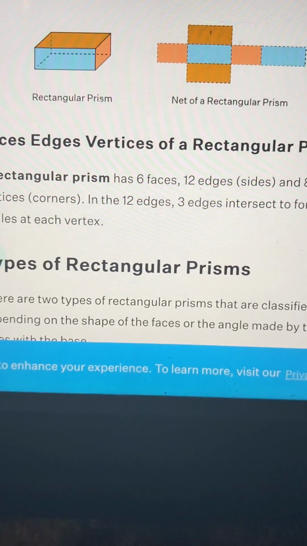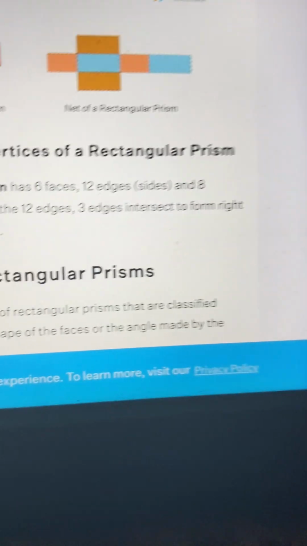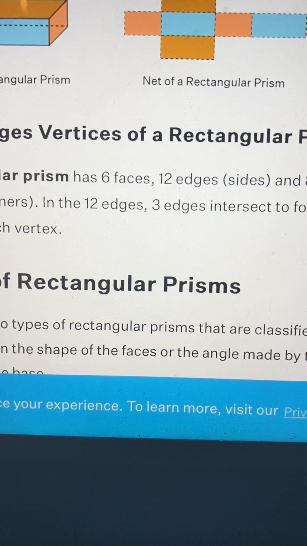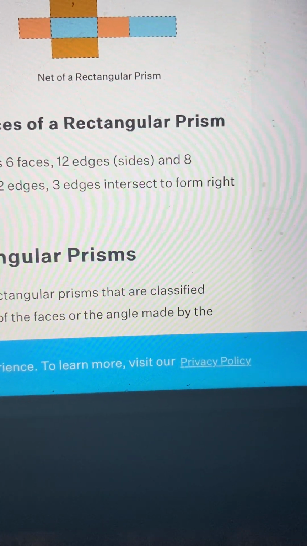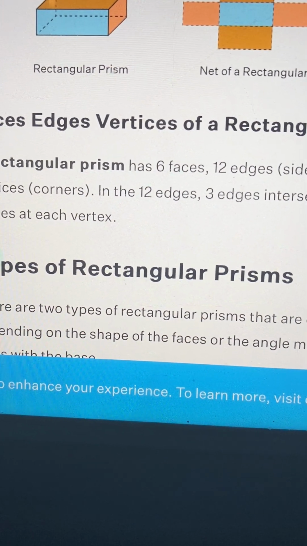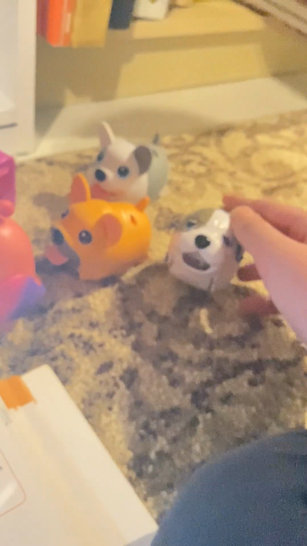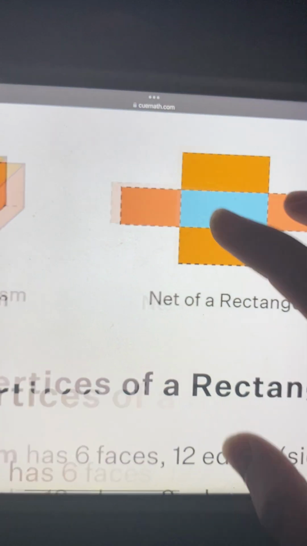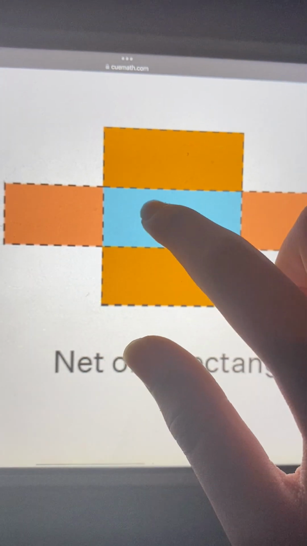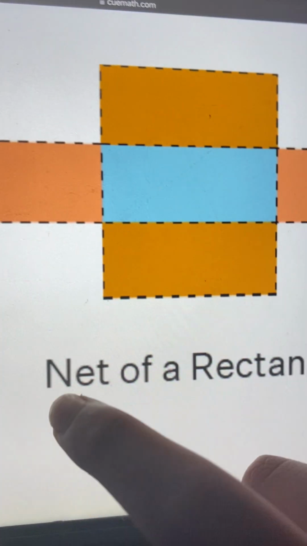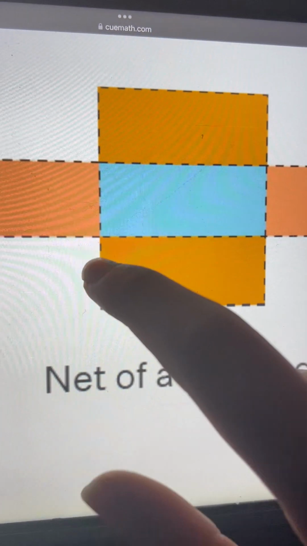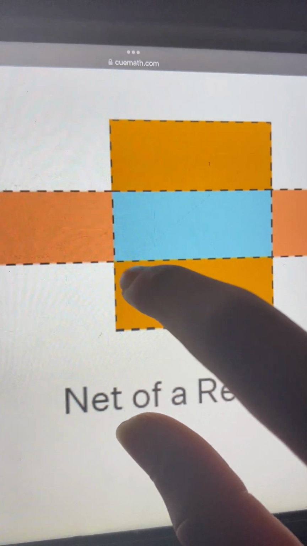But that's not all. A rectangular prism also has 8 vertices. 8? That's a lot! Yes. And in the 12 edges, 3 edges intersect to form right angles at each vertex. Wow, that's true. Because if we look over here, those are 3 faces. But if we look over here, that is 1 edge, which makes them meet. And that's a right angle, because all rectangles have right angles. Wowza, that is very cool.